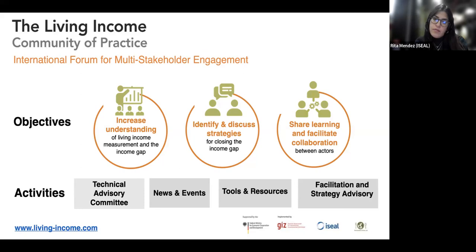So really reflecting on what we just saw on the diagram, understanding what is a living income benchmark, what is the actual income, how do you measure it, and really how you action on closing that gap. And this is always done through collaboration. So we have a very big community that work together and collaborate to exchange knowledge on these aspects.